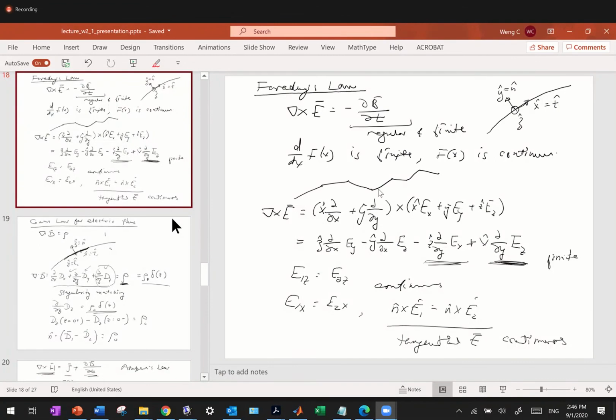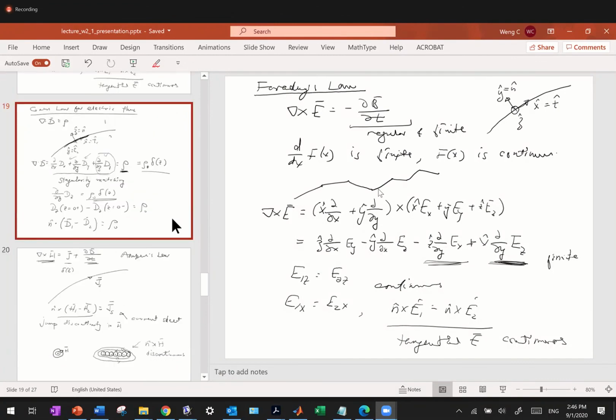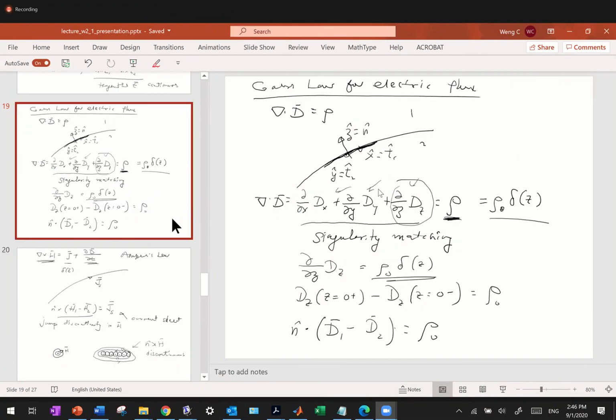Okay, and then you can also look at Gauss's law. I don't know why it responds so slowly.